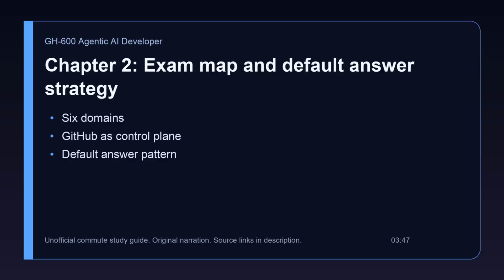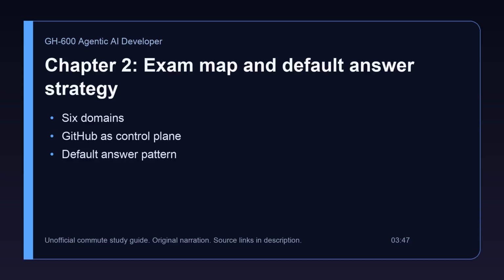Chapter 2. Exam map and default answer strategy. Key points, 6 domains, GitHub as control plane, default answer pattern. Let us map the exam. Domain 1 is prepare agent architecture and SDLC processes. This is 15 to 20%. It asks whether you can place agents into software delivery safely, define boundaries, make plans inspectable, and configure controls.